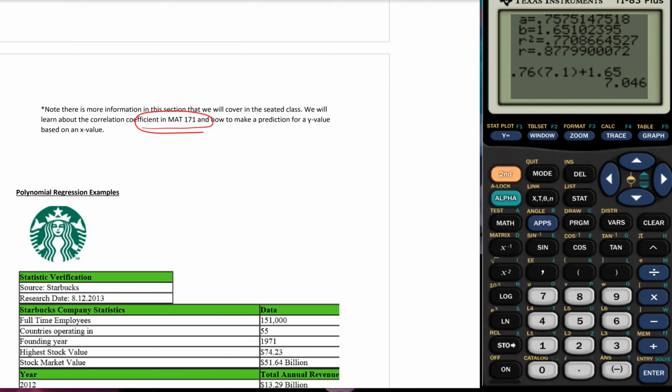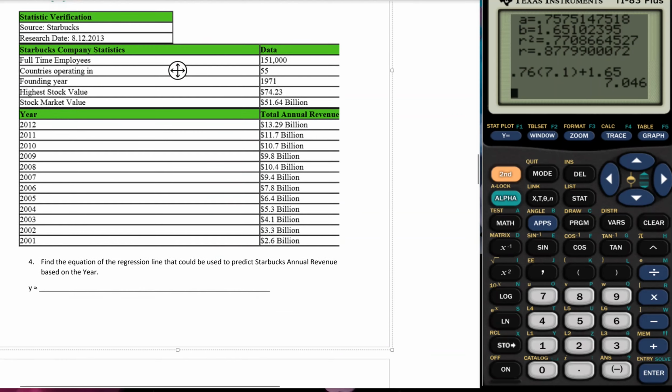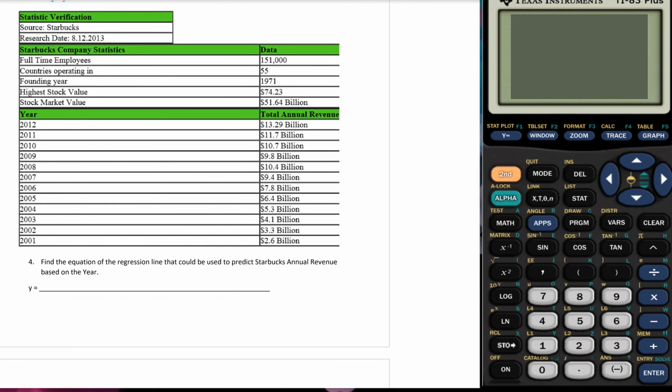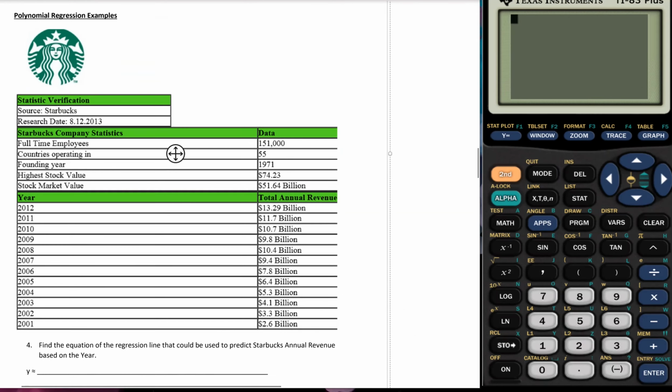All right, so if you do not have R turned on, please let me know, and I will walk you through how to turn R on your calculator, but my assumption is the Math 171 instructor did it. All right, so now we're going to hit second quit, and we're going to take a look at our polynomial regression examples, okay? So we're given some data, and in this case, we're given data about Starbucks.